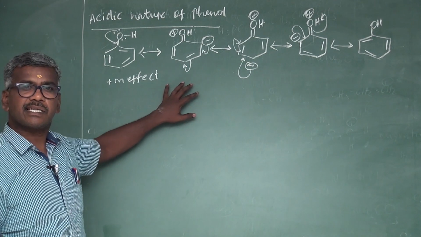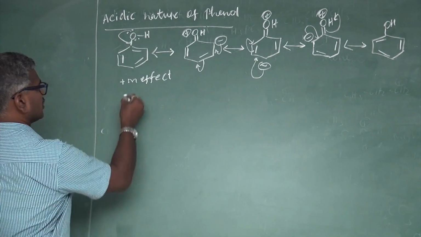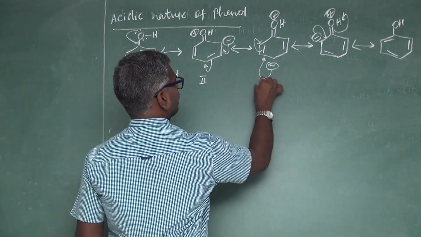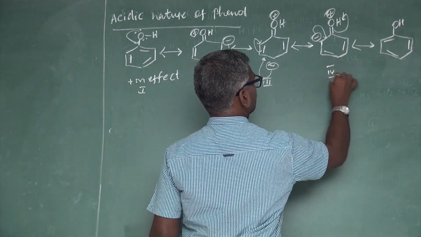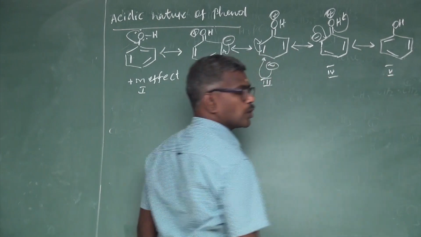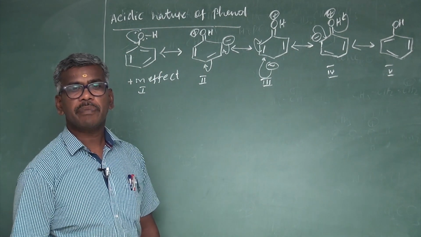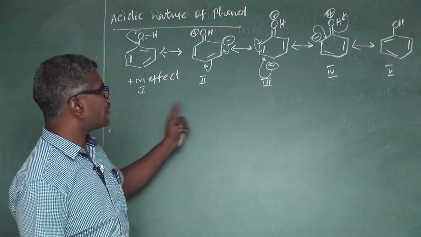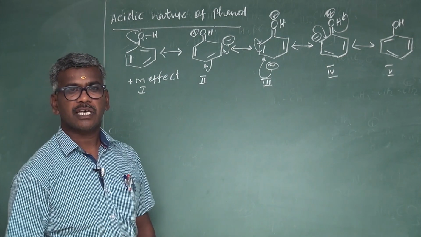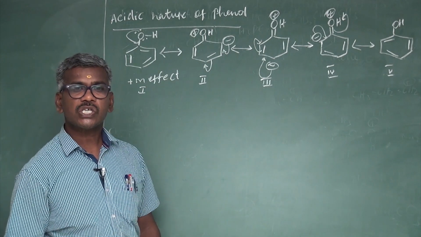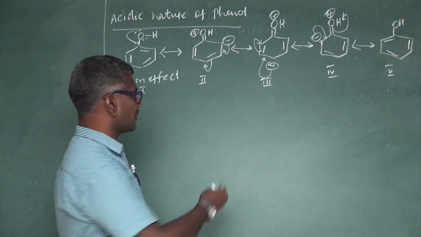This is known as the resonance structure for phenol. Structure 1, 2, 3, 4, 5. One more question may be asked. What is the acidic nature of phenol? How many resonance structures are possible? There are 5 resonance structures. Among the 5 resonance structures, which are the less stable and which are the more stable?